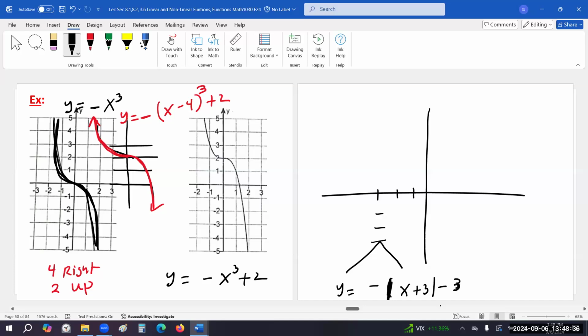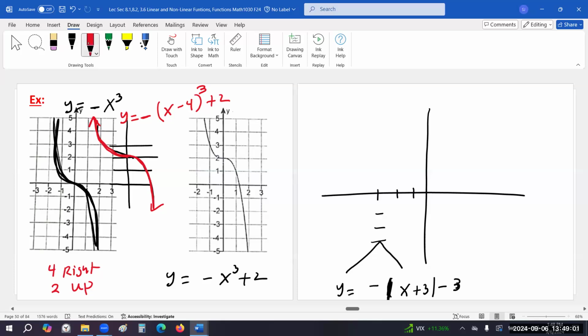Is it correct? Yes. So we are going 1, 2, 3 left, which means plus 3 inside the function. So our function is absolute value, with plus 3 inside here. And then going down 1, 2, 3, so minus 3 outside. And it's an upside down V, so you can say reflection.